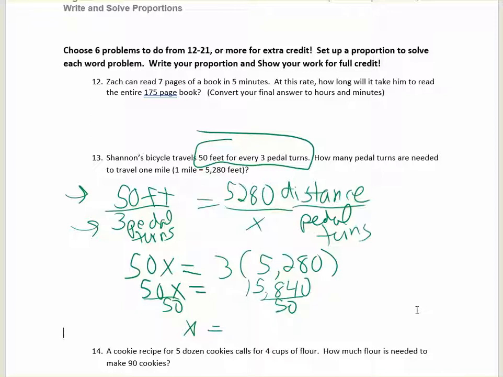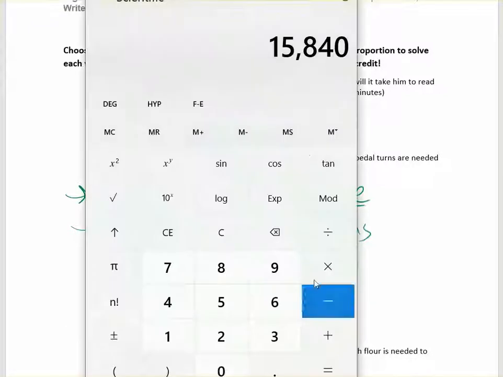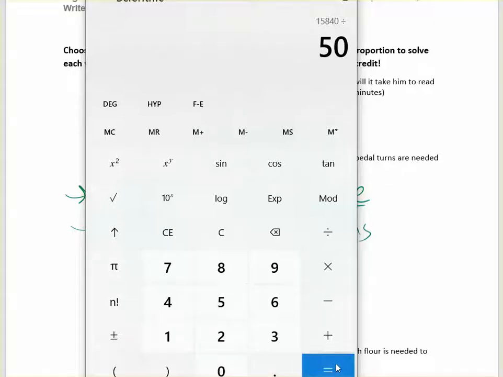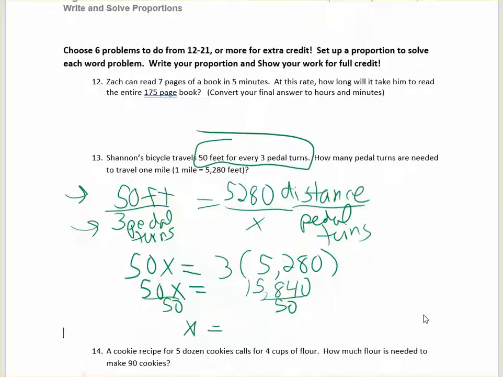All right, 15,840 divided by 50 is 316.8. And this is pedal turns. You should label these with what you are answering. So there would be full credit for number 13. I have the proportion, I showed my equation that I got when I did cross products, and I have the answer.